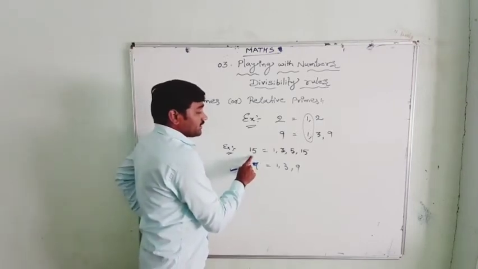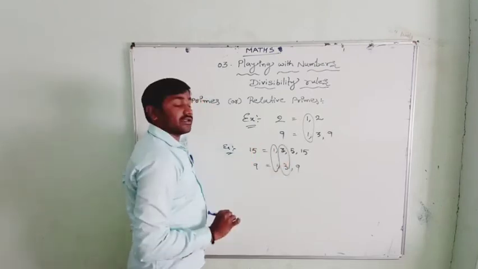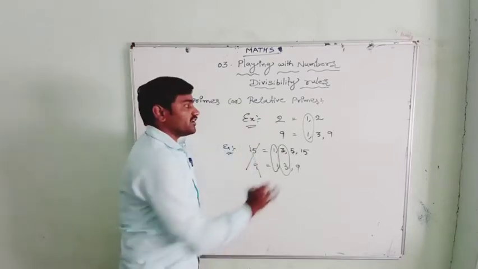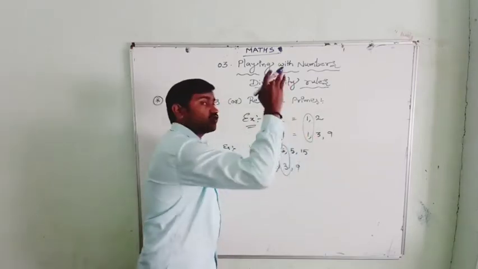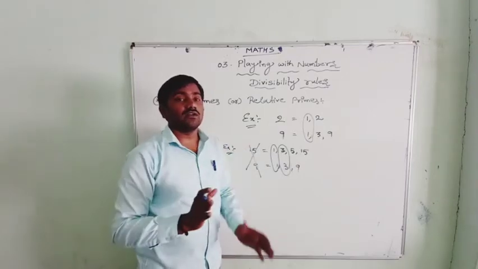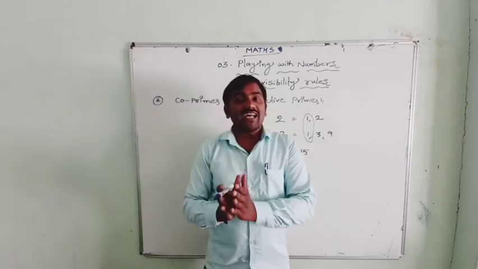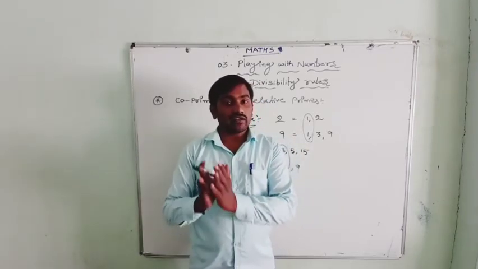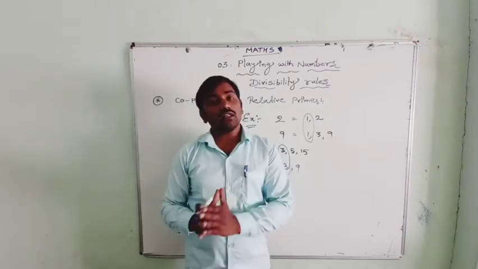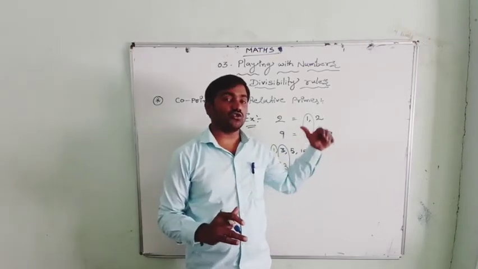Then see here that 1 is a common factor. Along with 1, 3 is also a common factor here. So these two are not considered coprimes. Only 1 should be a common factor and the remaining factors should be different. Then only they will be considered coprimes or relative primes. So the meaning of coprimes or relative primes is: if only 1 is the common factor of the given numbers, then the numbers are known as coprimes or relative primes.